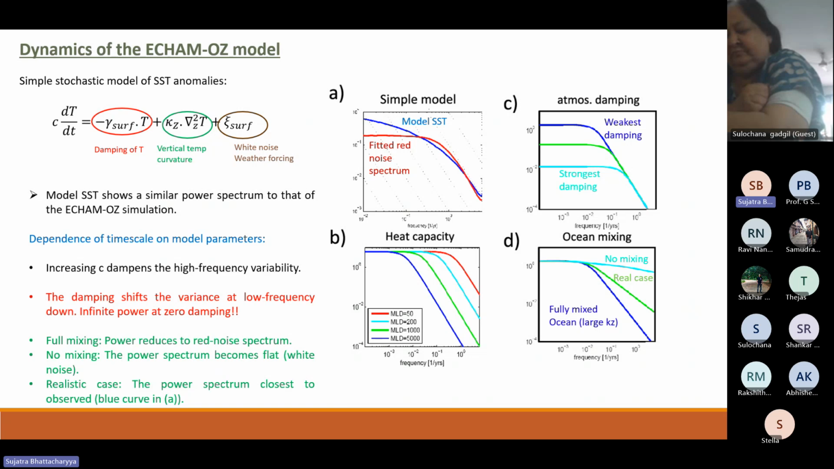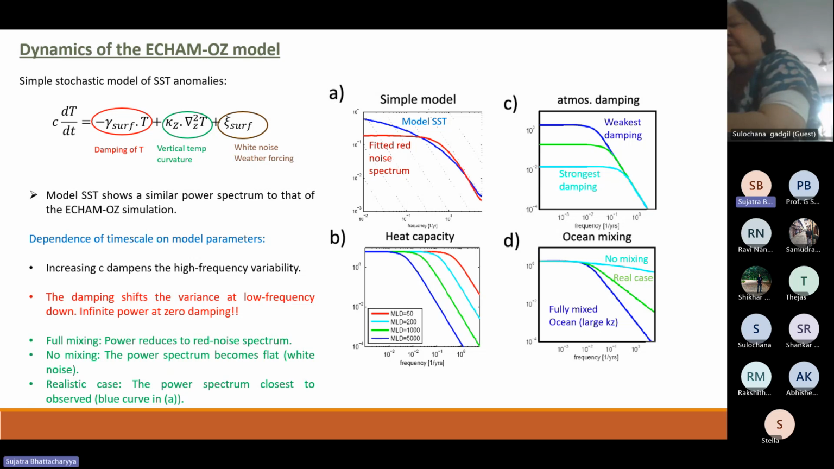Now they changed this damping term. So there are 3 cases. The dark blue one is the strongest damping, and the light blue is the weakest damping. What they find is that as they go on increasing this damping term, the power at the low frequency also goes on decreasing. That makes sense because if you are damping your signal very fast, that is strong damping, then you will not be able to retain the signal, and so you'll not be able to capture the low frequency variability.